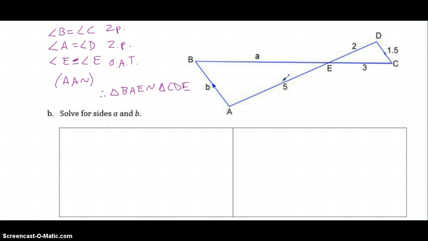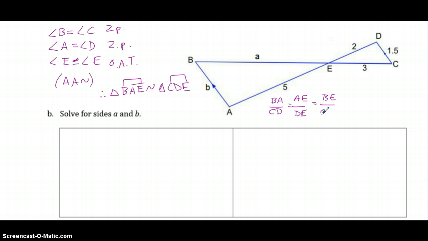If you're not sure, what you want to do is make that ratio of the corresponding sides. So first 2 letters, BA, is going to match up with, in the other triangle, CD, this guy over here, CD. Okay, so first two done, last 2, AE over DE, and then first and last, BE matches up with CE. Then we go to substitute.